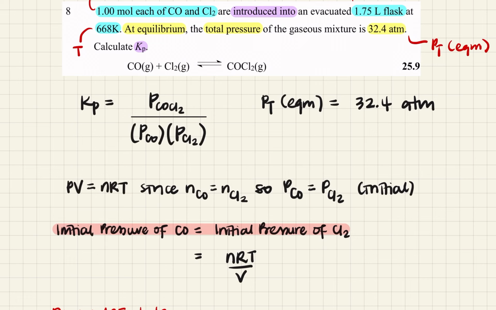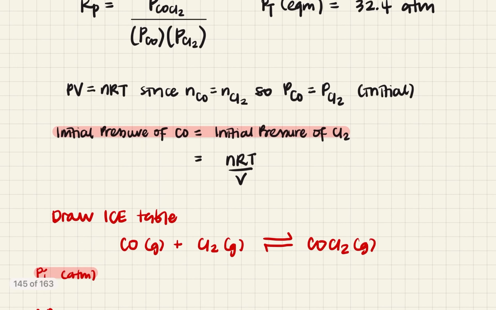Pressure of carbon monoxide will be equal to partial pressure of chlorine gas masa initial tu. Okay, so we can conclude that initial pressure of carbon monoxide is equal to the partial pressure of chlorine gas. Therefore, the formula to find these initial pressures of each of the gas will be nRT over V. Okay, just rearrange this formula.